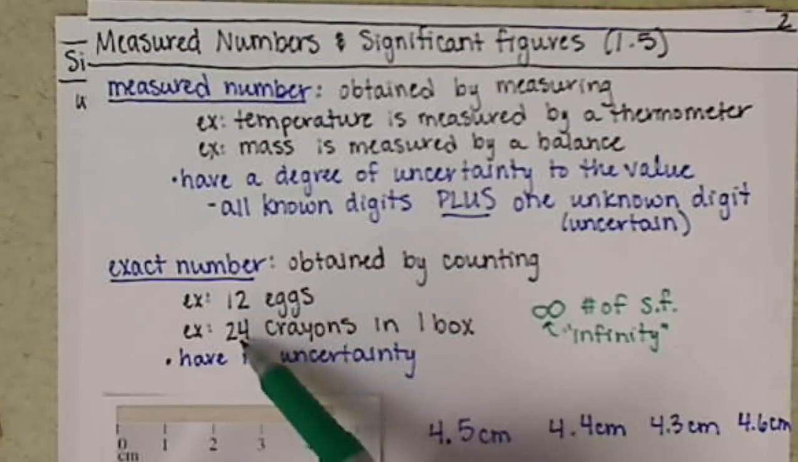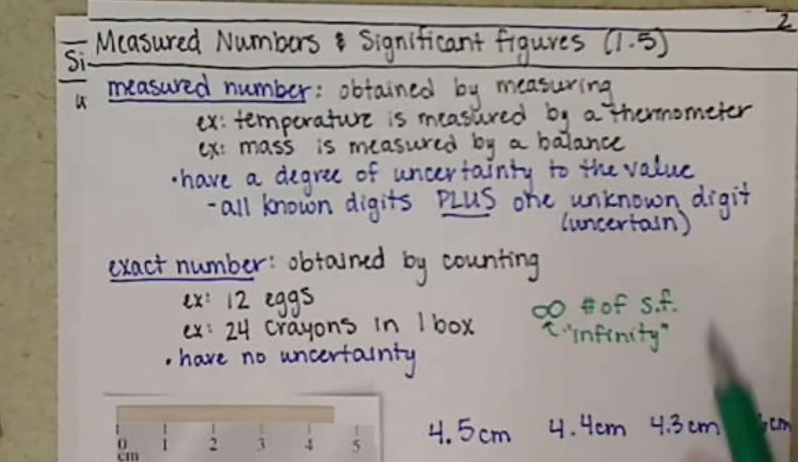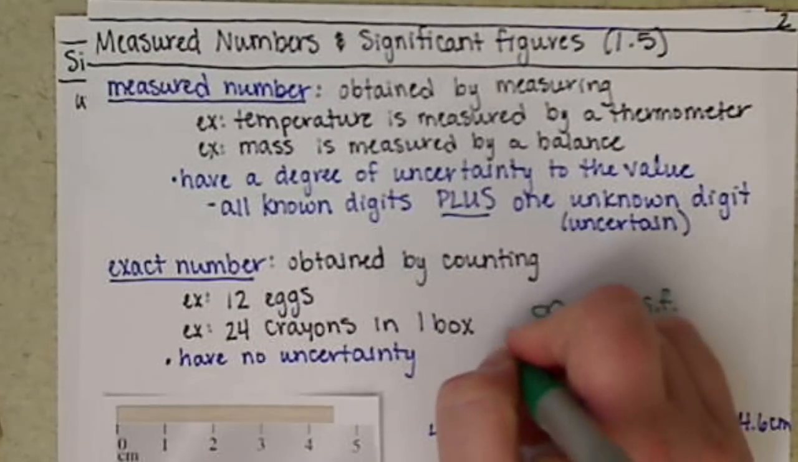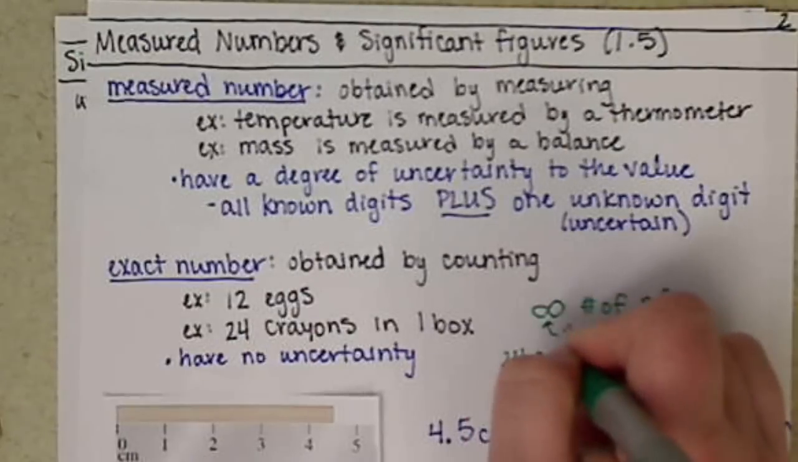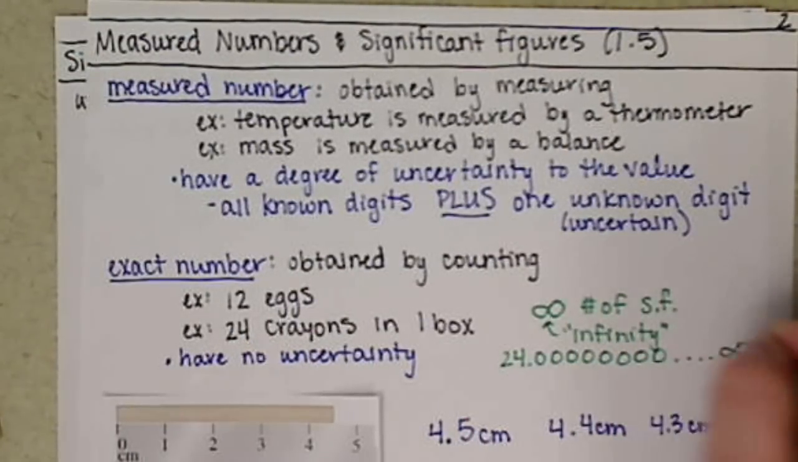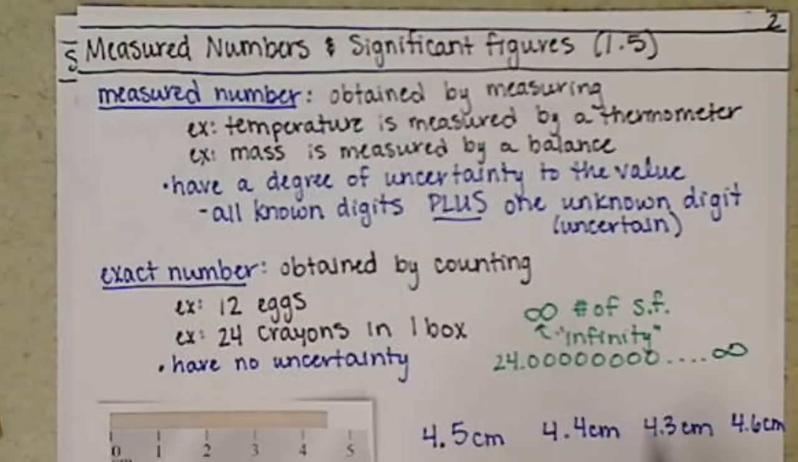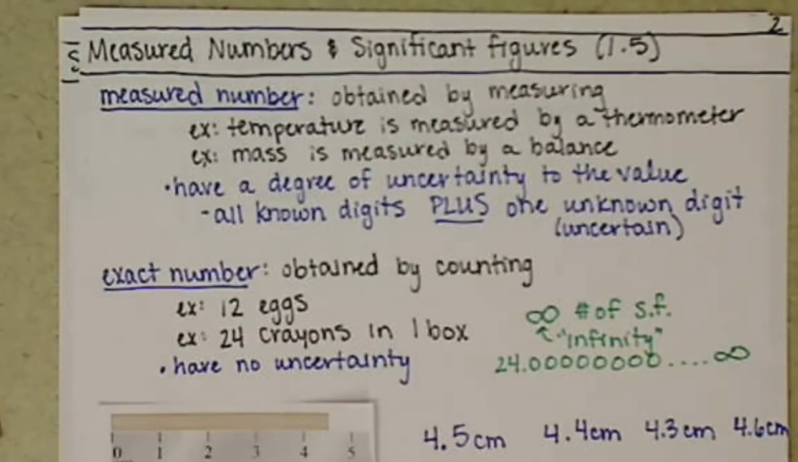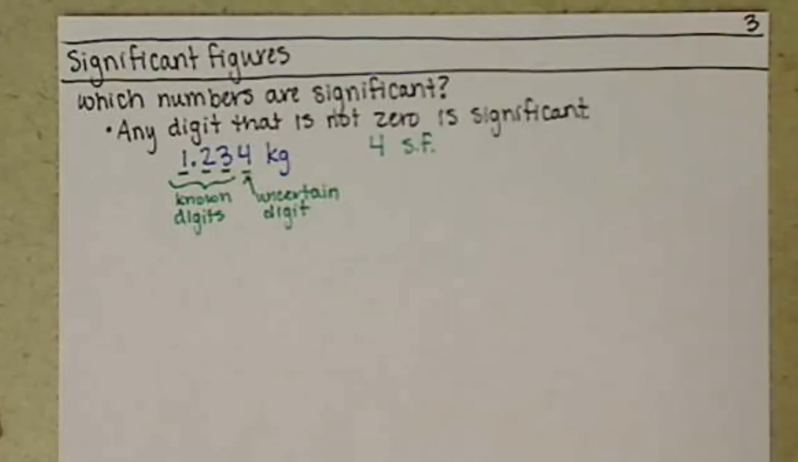So if we were to write down, say, these 24 crayons, we would have 24.000000000 all the way to infinity. So we'd have infinity zeros. There would never be a guessed digit, which means that we would never have a final digit to that. Those zeros would go on forever. So when we're talking about sig figs, we're talking about looking at measured numbers.